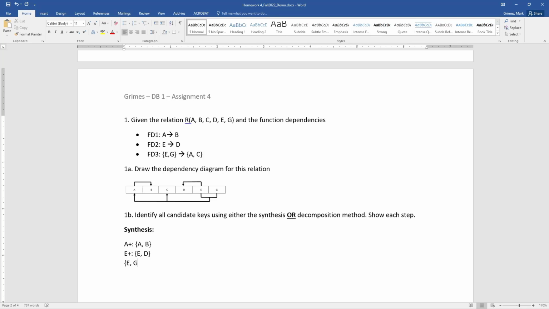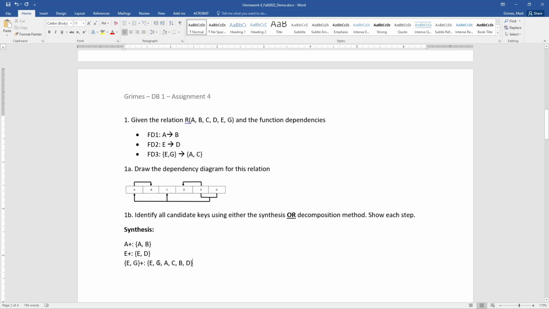And then finally, let's look at the closure of EG, which is going to, of course, have E and G. And then based on functional dependency 3, also A and C. And since EG determines A and A determines B, then through transitivity, we could say EG also determines B. And since E determines D, and we know the value for E, then we can also say EG functionally determines D. I believe that is everything we can get.